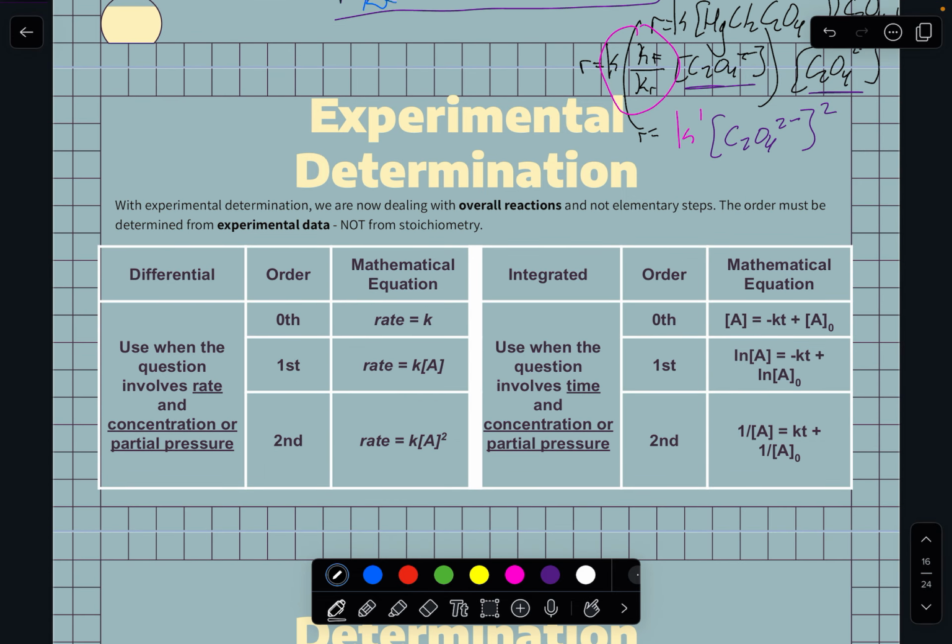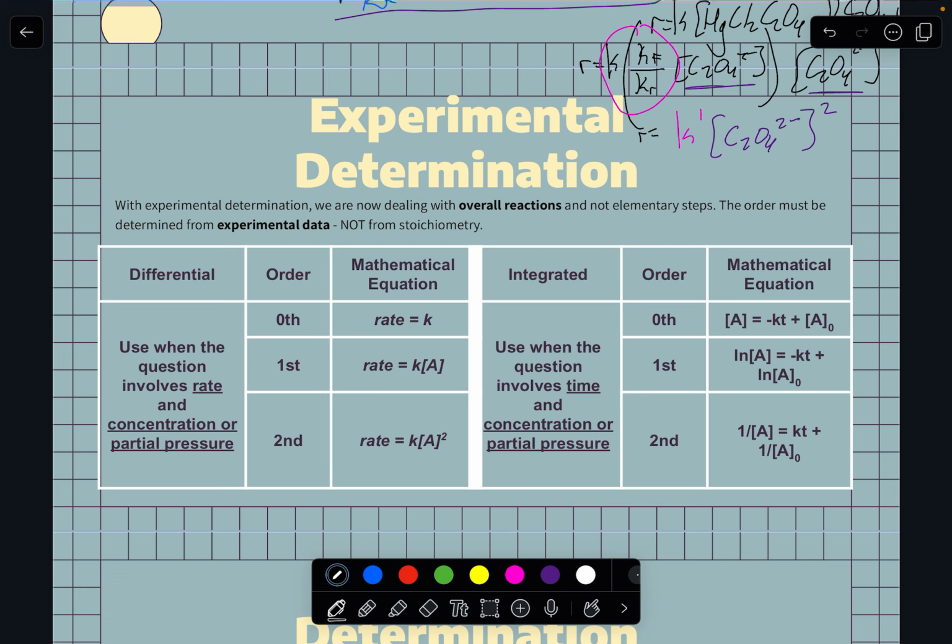Okay. The second way we can talk about rate is experimental determination. So what we talked about so far, we haven't had any numbers. Now we're going to use some numbers. We're going to do some things with experiments. So we're doing it with the overall reaction and not individual steps, and we're going to use data and not stoichiometry here.